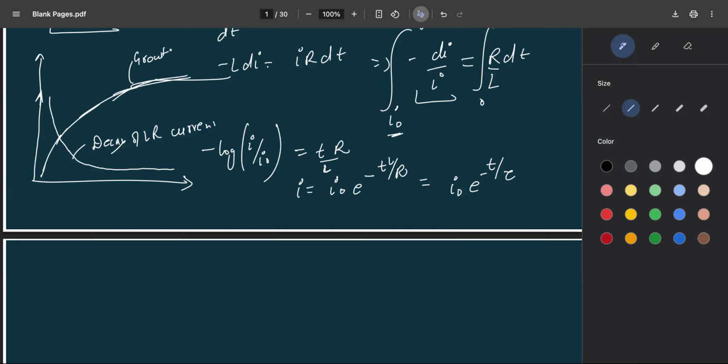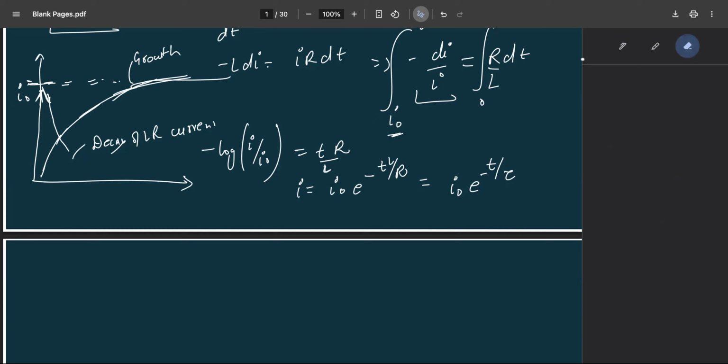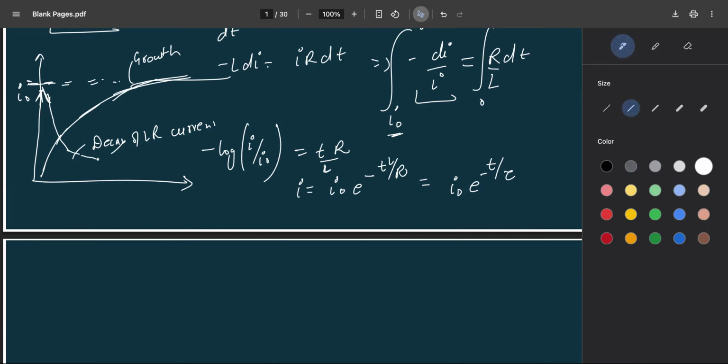Okay, so that's the thing. Here you can see it is going from some top value I naught to approaching zero in this decay case. I have actually merged the previous case and this case, both cases in a single graph. So you can just look at this and let me know if you have any doubt.